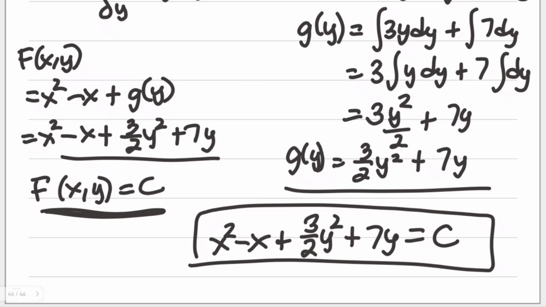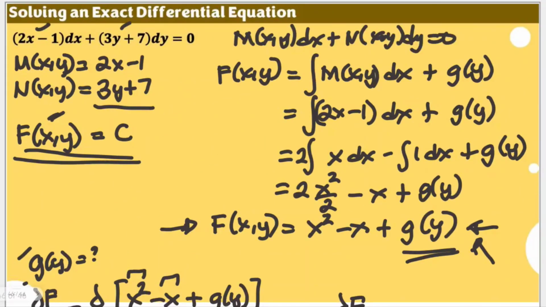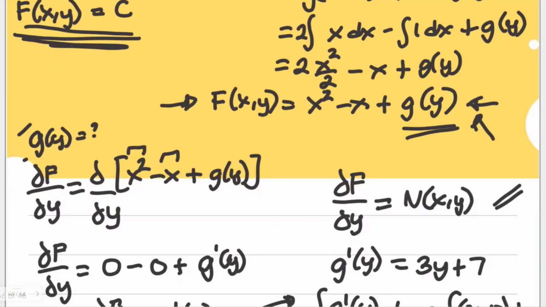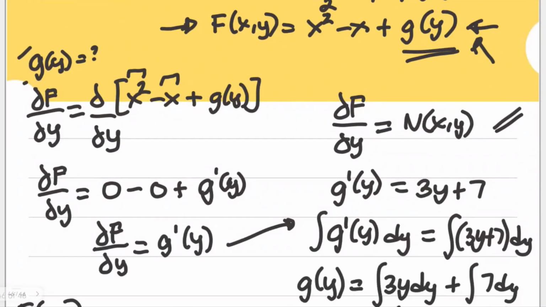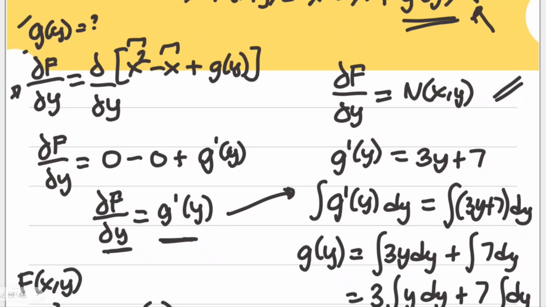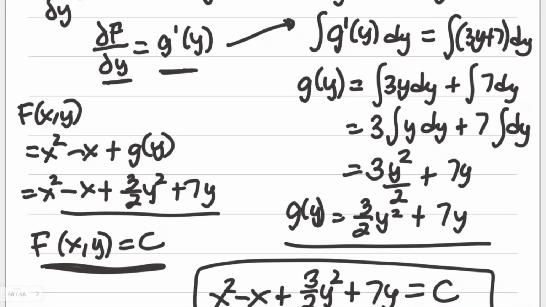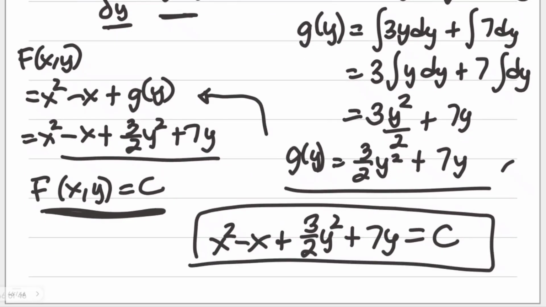So what are the things we used here? We went back to this function to identify M and N. You have this as part of your solution, so you take this form here. g(y) popped out. Take the first partial derivative of your function f with respect to y to get g prime of y. Since this is equal to your N identified earlier, equate them. Solve for your g(y) by integrating both sides. The solution will be paired to your original f(x,y) solved earlier, and equate them to c.